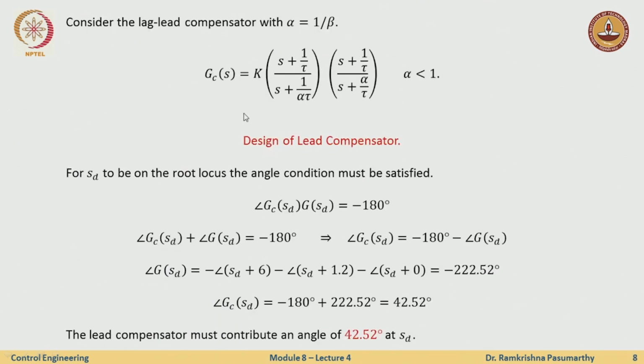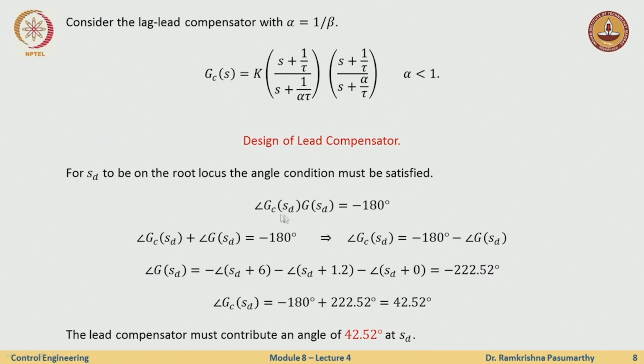So what we conclude from the previous slide is that by just using a proportional controller, neither the transient specifications nor the steady state specifications are met. So we need to design both a lead and a lag compensator. Let's start with a simple case when alpha times beta is 1. First, I would design a lead compensator.